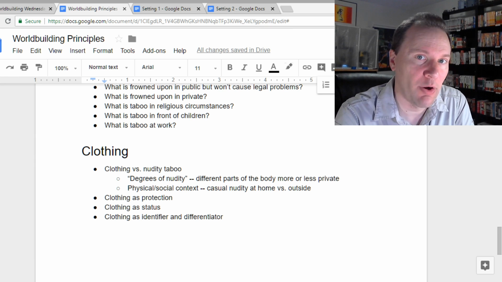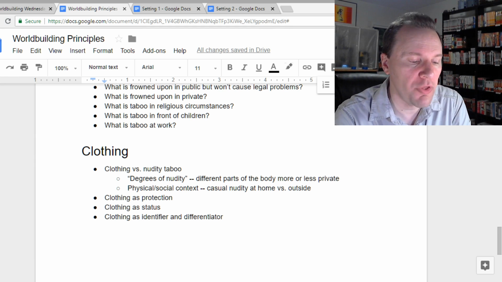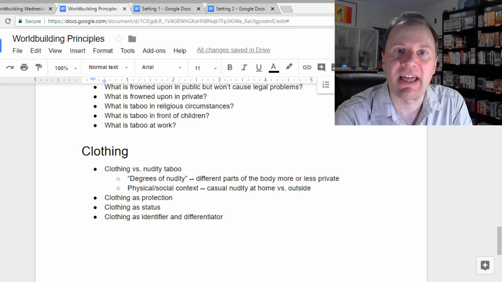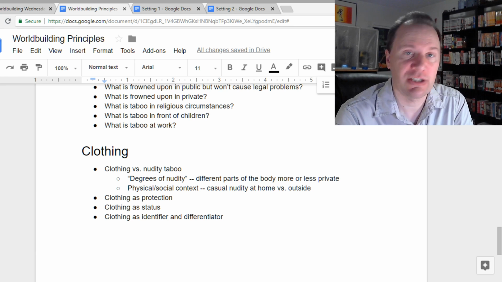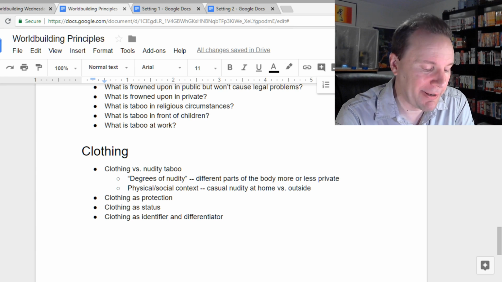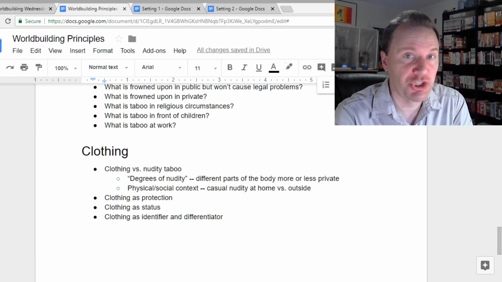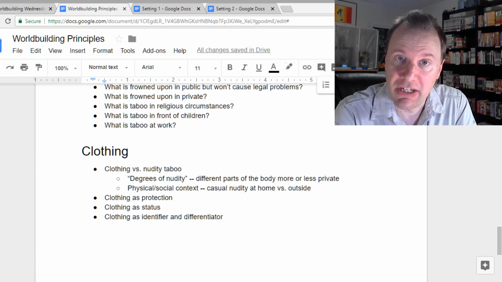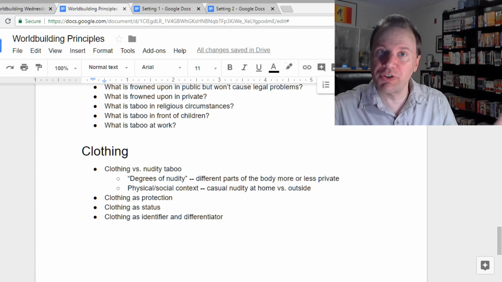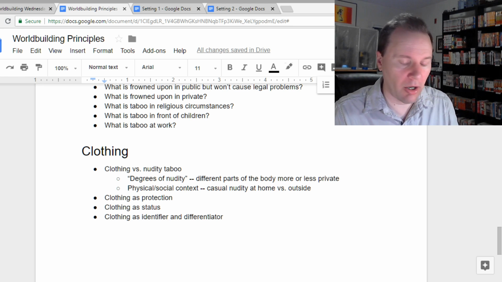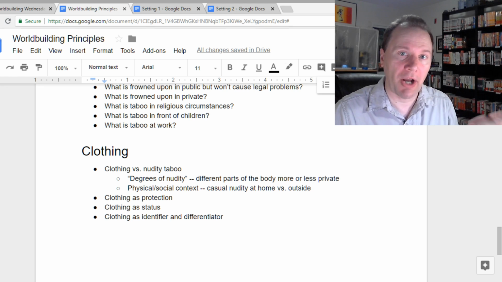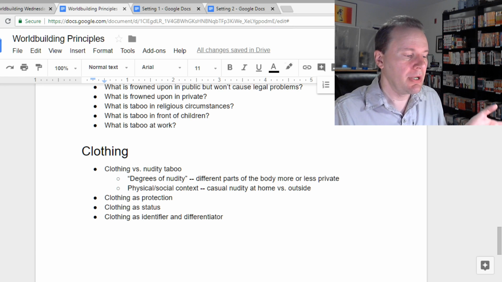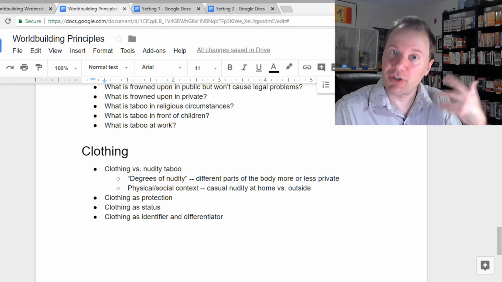So you tend to see that over time. Often clothing becomes more about status than about protection or even about covering private parts of the body. It's just, this is how you show that you're a unique person and different from other people. So those are all different ways that clothing is important in society, and it's important to not get too caught up in any one thing and to pay attention to all of these as you're building your society.